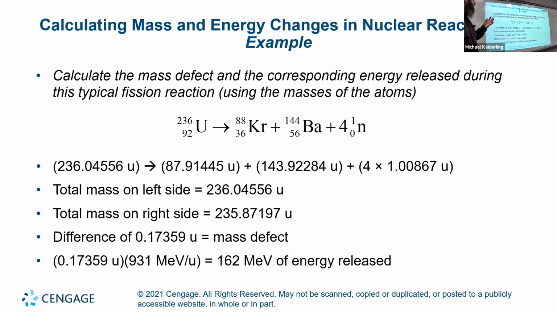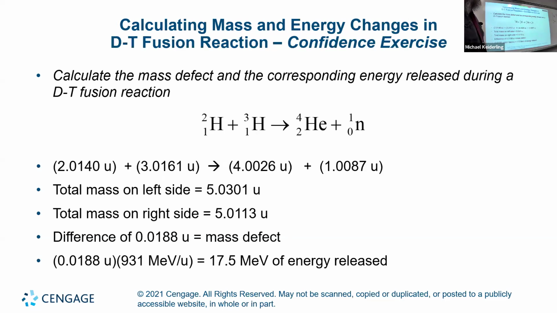So for example, here, uranium-236 goes to krypton-88 and barium-144 and releases 4 neutrons. The total mass on the left side is 236.00556 mass units. On the right side is 235.87197 mass units. So the difference is 0.17359 mass units, and you get 162 mega electron volts of energy released.